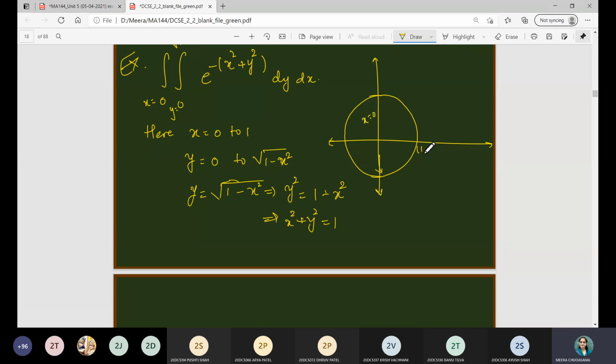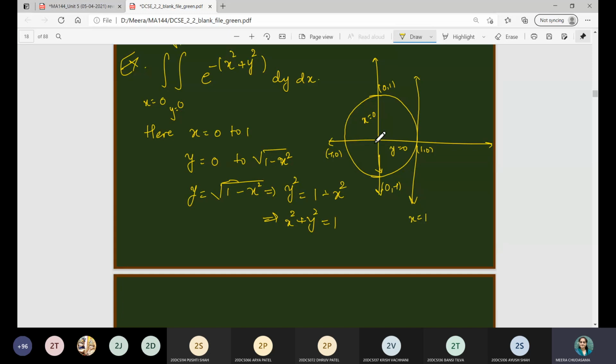This point will be 1 comma 0, this point will be 0 comma 1, this point will be minus 1 comma 0 and this one will be 0 comma minus 1. So this one will be the line x is equal to 1. Y is varying from 0 to positive square root. So y is equal to 0 means it is this line, and the positive square root means it will be represented by this half circle.